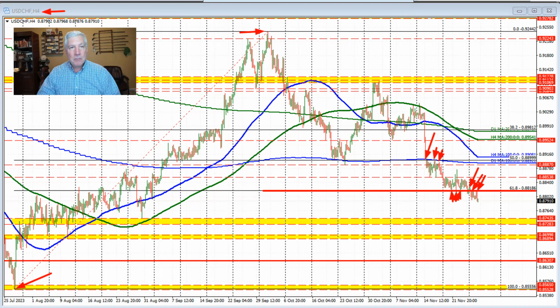We're currently trading at 0.87991. So not a lot of risk with the move back above the 88.18 level being a close risk level. Now, let's talk about targets.